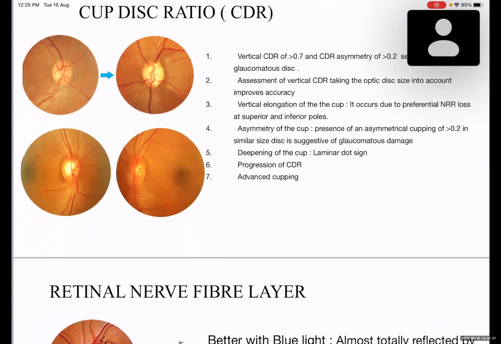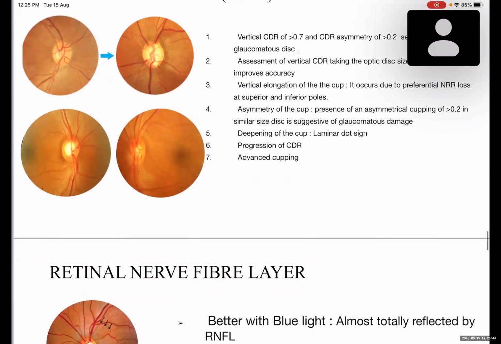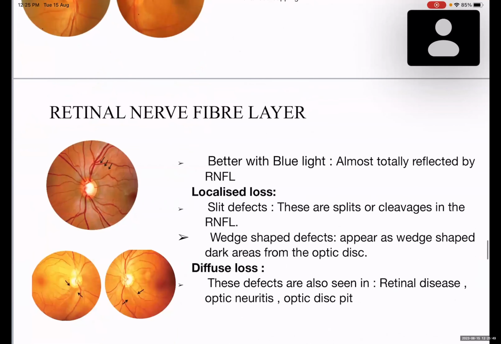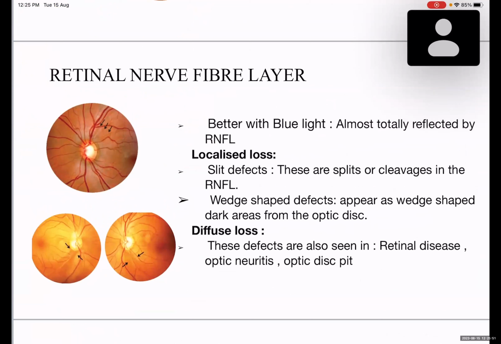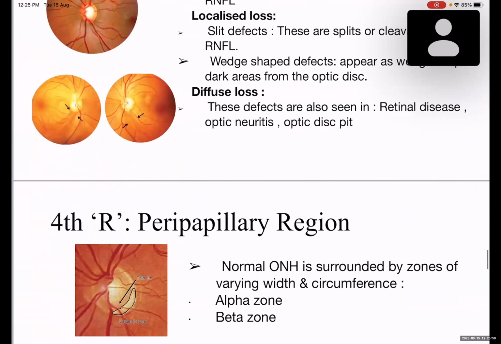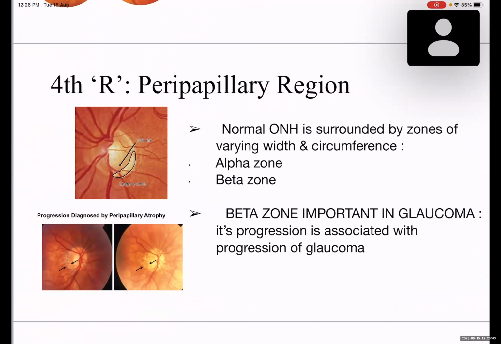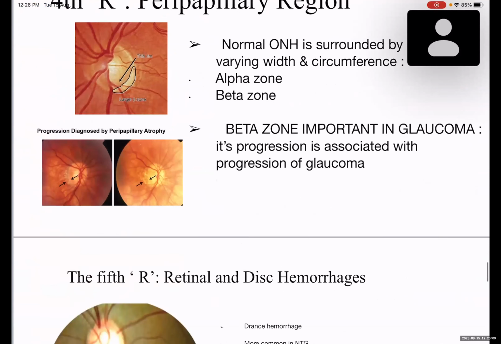Asymmetry of the cup: the presence of an asymmetrical cupping of more than 0.2 in similar disc size is suggestive of glaucomatous damage. Retinal nerve fiber layer: there are mainly two types of losses, localized loss and diffuse loss. Localized loss consists of slit defects as well as wedge-shaped defects. Parapapillary region: normal ONH is surrounded by zones of varying width and circumference, alpha and beta zone. Beta zone is important in glaucoma. Its progression is associated with the progression of glaucoma.